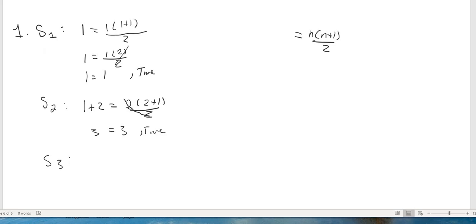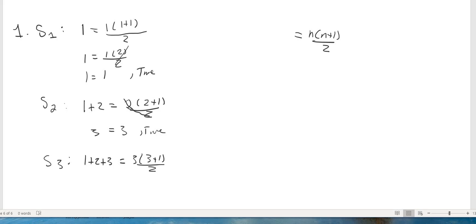So now you're adding the first 3 numbers, the first 3 natural numbers: 1 plus 2 plus 3. And then you plug in a 3 into the formula. So plug in a 3 there, plug in a 3 there. So let's see what happens. 3 plus 1 over 2.